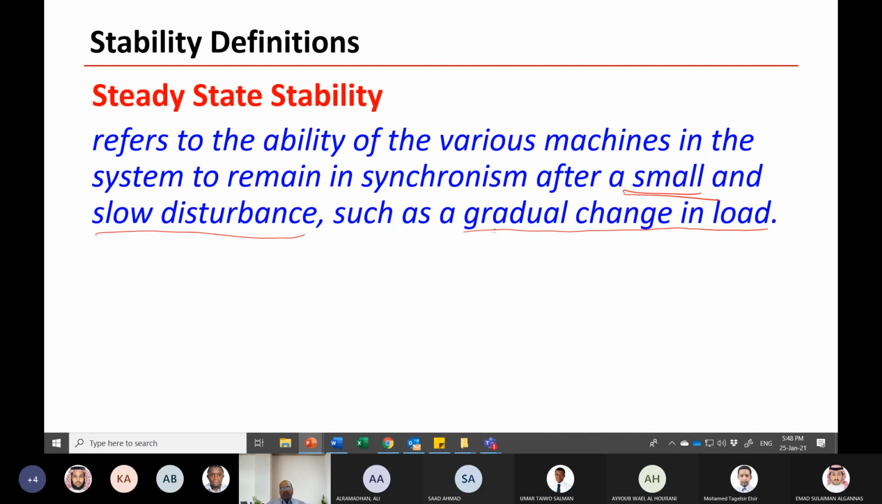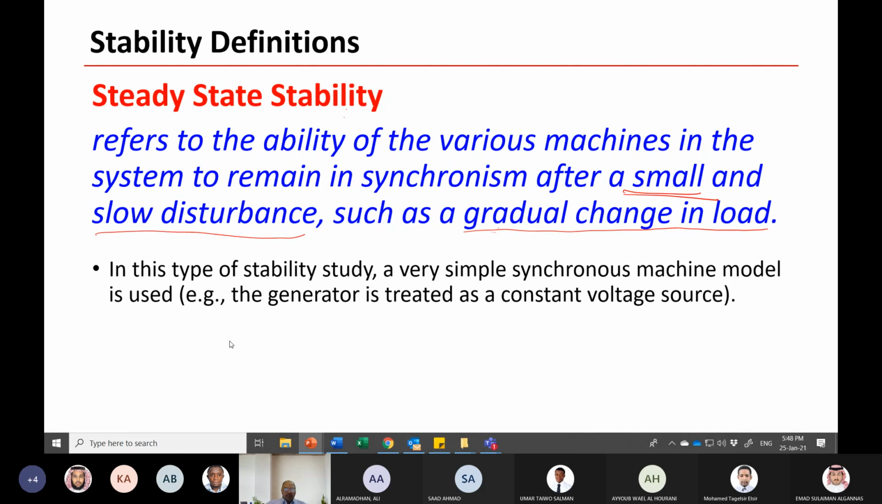This disturbance is small and slow, so you are talking about steady state stability of the system. The characterization of the system here is a very simple synchronous machine model that can be used. You can have generators treated as a constant voltage source behind the reactance, similar to what you take in undergraduate.